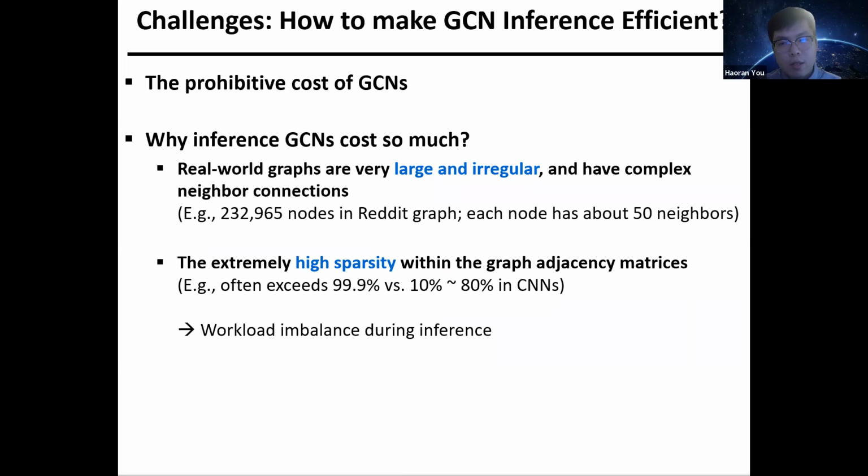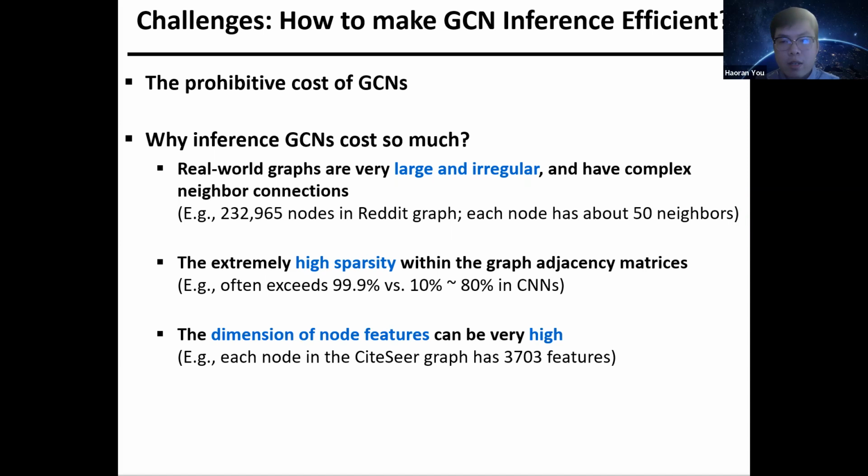The second reason is the extremely high sparsity within the graph adjacency matrix. For example, the sparsity in graphs often exceeds 99.9%, while the sparsity in sparse CNNs is only 10% to 80%. Such high sparsity and irregularity lead to a workload imbalance problem during inference. And the third reason is that the dimension of node features can be very high. So efficient GCN inference has become a very important research problem.